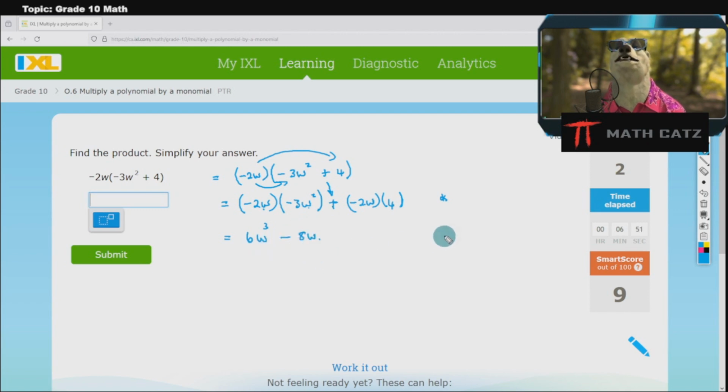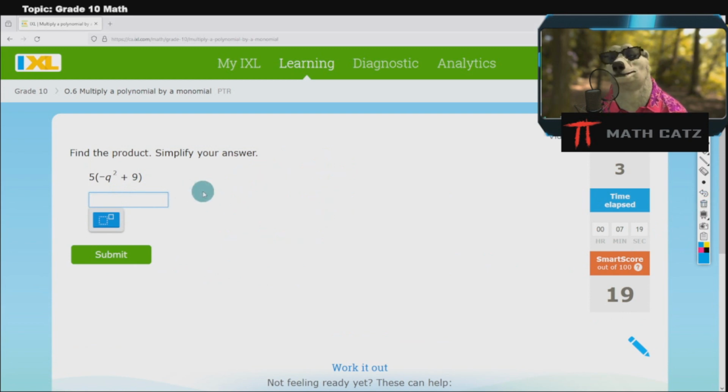These are not like terms, so I really cannot put them together because I don't know what w is exactly. I'm just simplifying the expression. So let's write that in: 6w cubed minus 8w. And we'll leave it there. Well, actually, no, we will not leave it there. I'm talking nonsense.